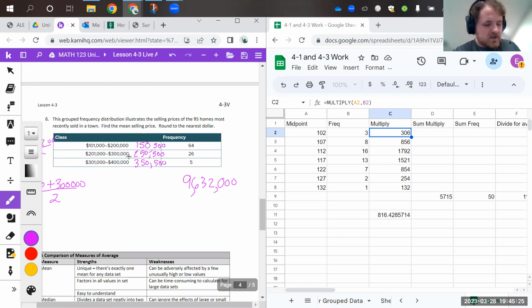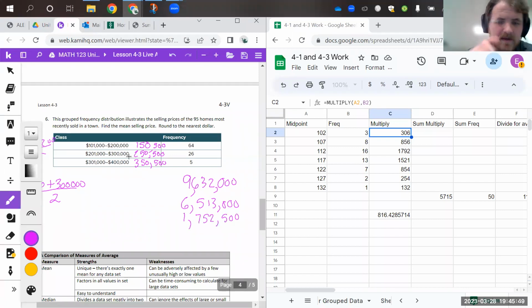Then we're going to do 250,500 times 26, which is 6,513,000. And then our last one we're going to do is 350,500 times 5, which is 1,752,500. So since there's 3 of those, I have to add all those up and divide by 3. Again, this is why the calculator is kind of annoying.